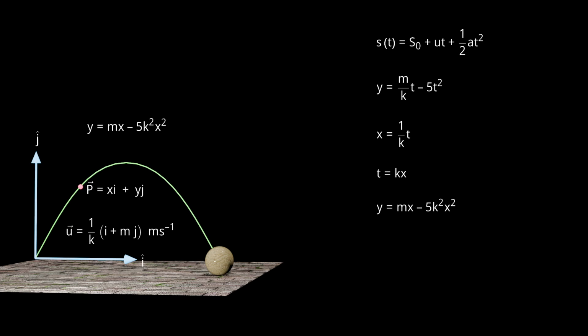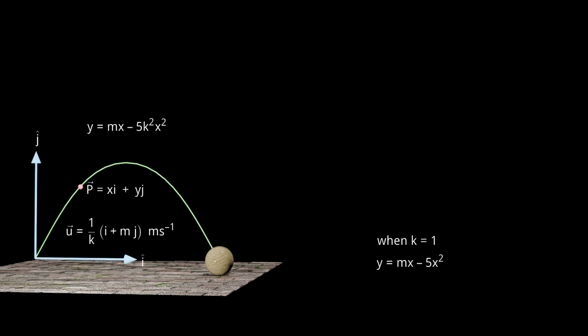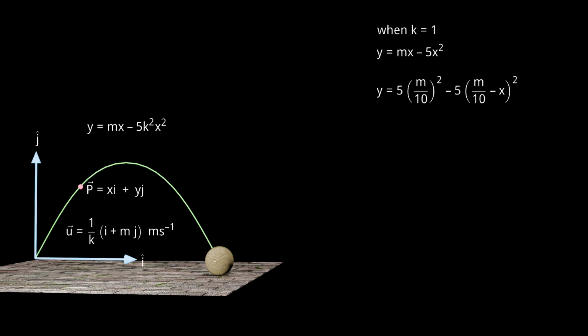Okay, with that done, let's move on to the next part of the problem. Suppose k is equal to 1. Let's derive expressions for the maximum height h and the maximum range r in terms of m. Let's first rewrite the expression to visualize the maximum height. From this expression, we can determine that the maximum height h is given by m squared over 20.